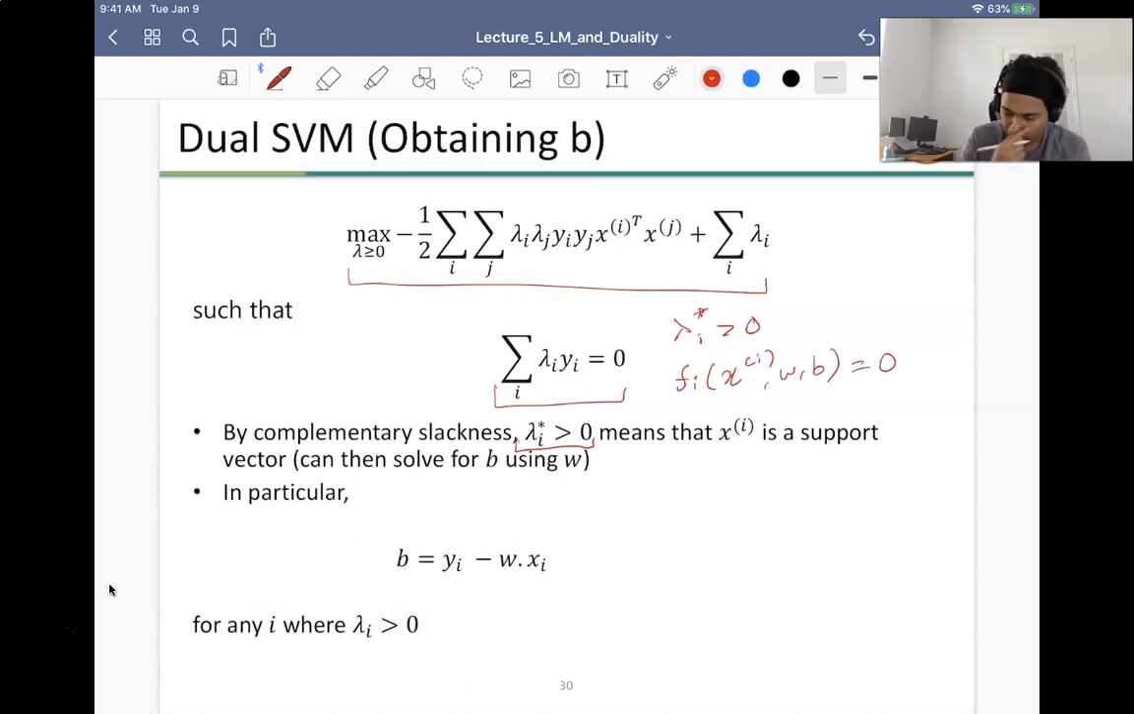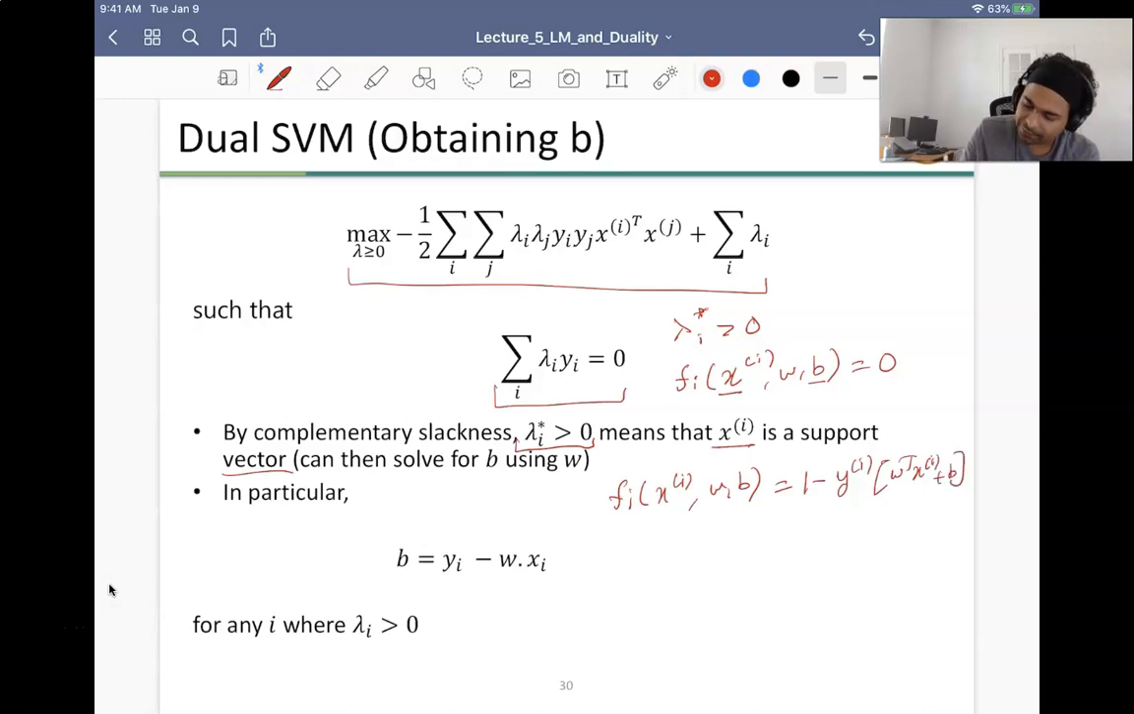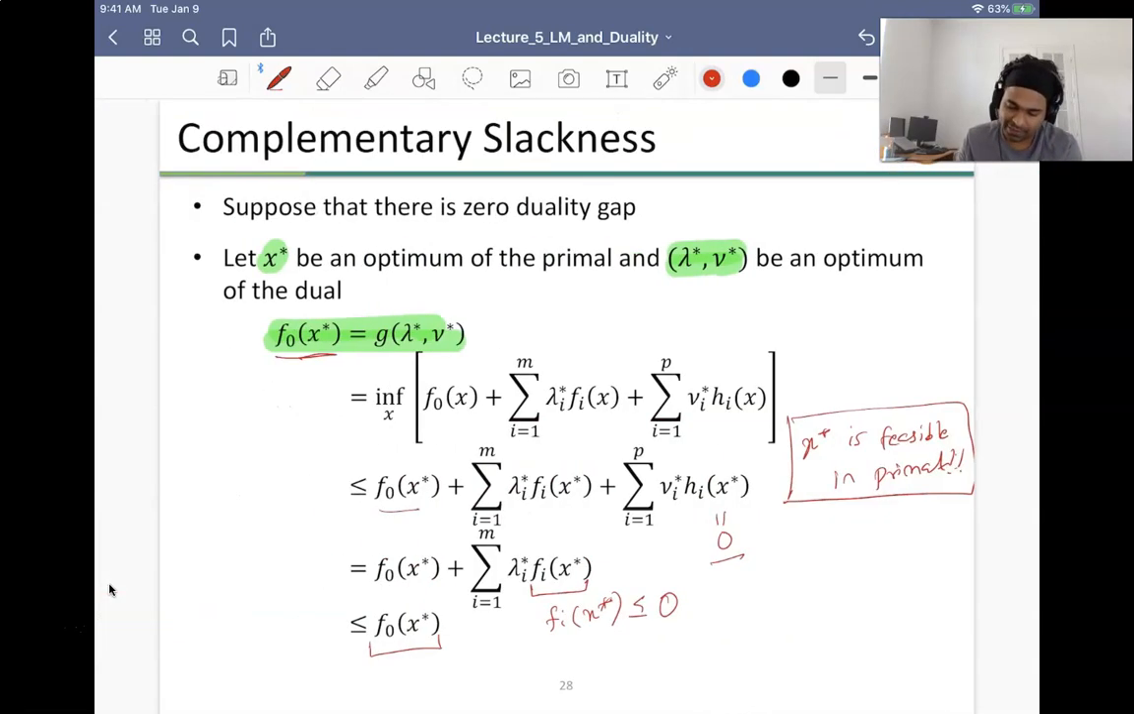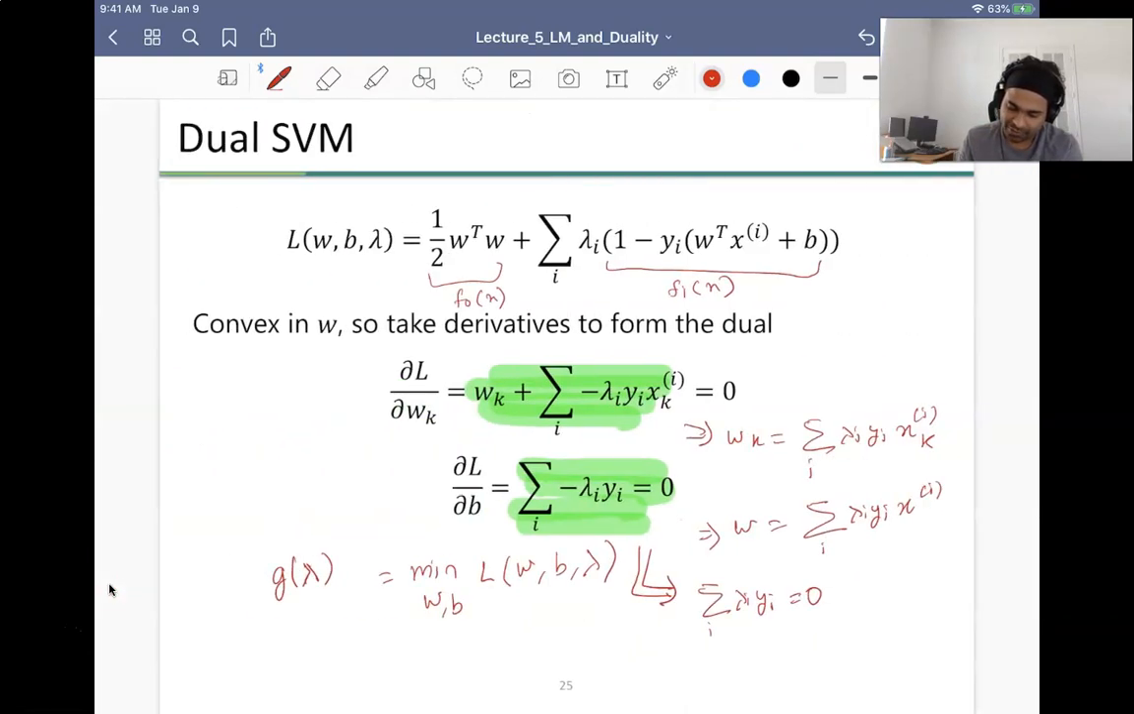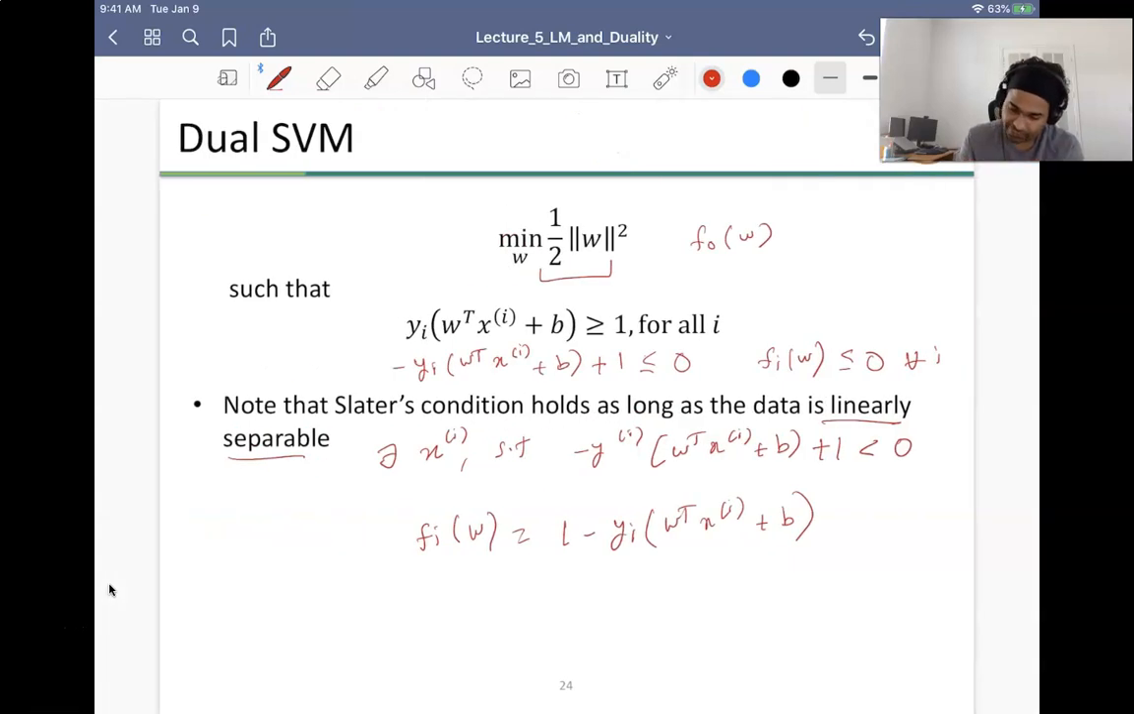Given this, what does this mean? I can take those corresponding x_i's. This means that the corresponding x_i's are support vectors. Why is it a support vector? Because if you recall, my function f_i(x_i, w, b) is exactly equal to 1 minus y_i multiplied by (w transpose x_i plus b). This comes from a few slides back, so I'm just going back to recall this fact.